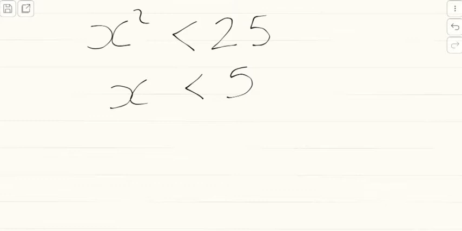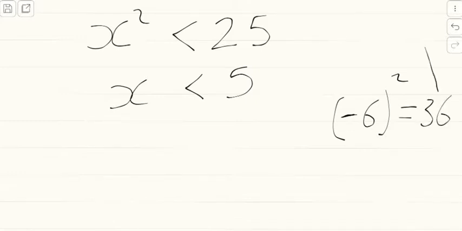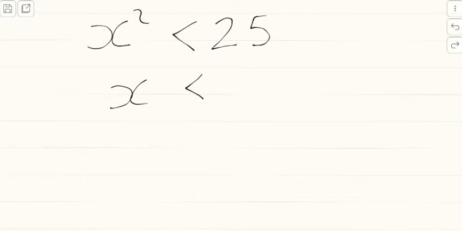So if I take an example of minus 6, if I let x equal minus 6, well, that is less than 5, so it does fall in the region. But if I square it, well, I get 36. And 36 is definitely not less than 25. So we've got a problem. It's not as simple as just square root both sides. What we should do is this.